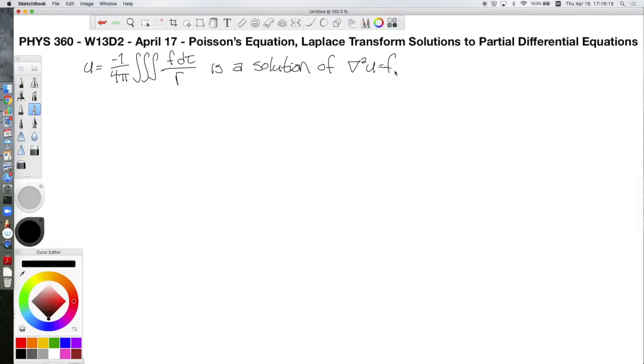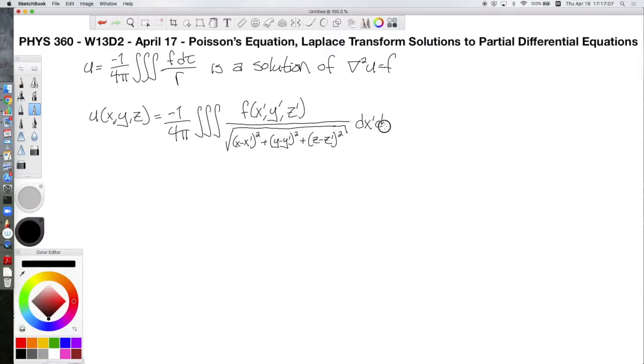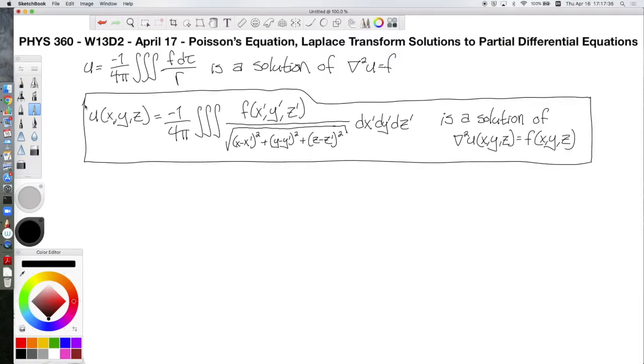Or, in more detail here, u as a function of x, y, and z equals negative 1 over 4 pi times the volume integral of f of x prime, y prime, and z prime over the square root of x minus x prime squared plus y minus y prime squared plus z minus z prime squared, integrated over dx prime, dy prime, and dz prime, is a solution of the Laplacian of u equals our source density f.